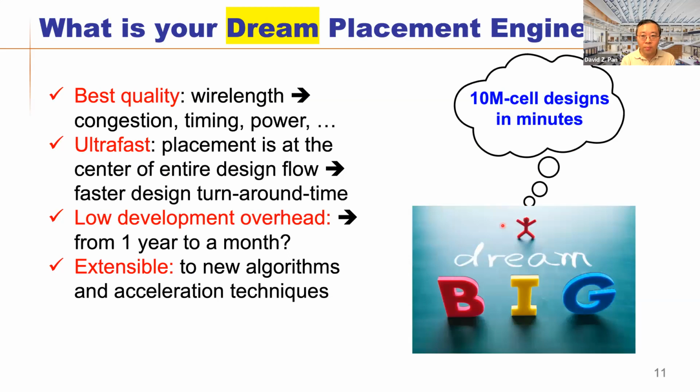So of course, what is your dream placement engine, right? I always challenge my students: you have to think big, you have to dream big. So we definitely want to have the best quality in terms of wire length, congestion, timing, power, and so forth. You also want it to be really fast, because placement is at the center stage of the entire design flow. Faster means that you can get better turnaround time and better quality of results. And also you want it to be low development effort. So instead of maybe spending a year, if I can develop a new placer within a month, that would be nice, right? And also if I have new algorithms and new acceleration techniques, hopefully I can leverage them.